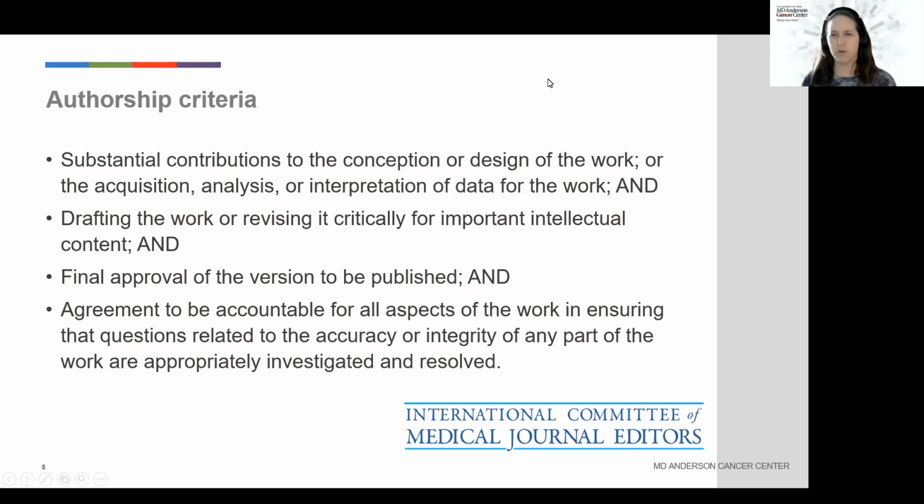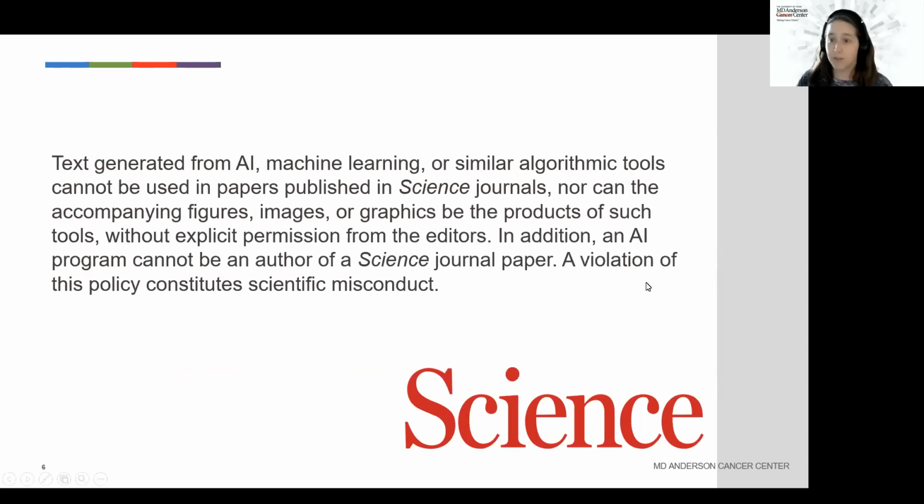So most of the journals that we're seeing that are talking about this technology have taken the stance that essentially ChatGPT and that type of software cannot be considered an author, especially because of this 4th point, it can't be held accountable. So to look at some examples, Science takes a fairly hard stance on this and says text generated from AI shouldn't be used in its papers or any generation of content. And it can't be considered an author again.